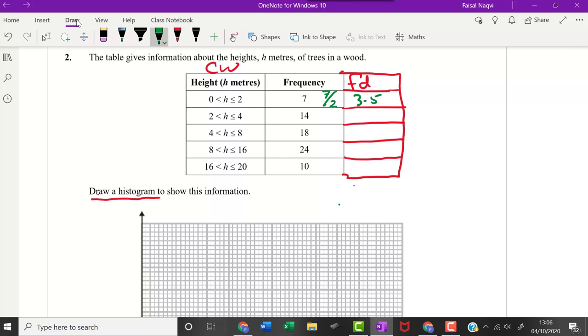For the second one, I've got 14 divided by my class width, which again is between 2 and 4, which is 2, and that will give me a frequency density of 7. For the next one, I've got 18 divided by 4, which is going to give me 4.5. Then I have 24 divided by 8, which will give me 3. And for the last one, I've got 10 divided by 4, which will give me 2.5. Those are my frequency densities. So I know my frequency density is going to go all the way up to 7.